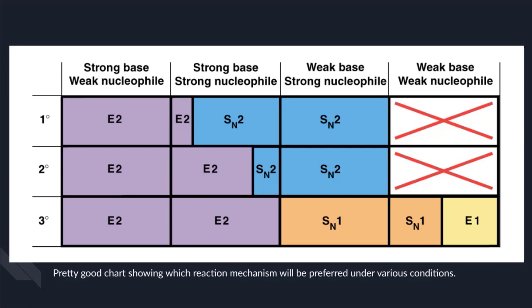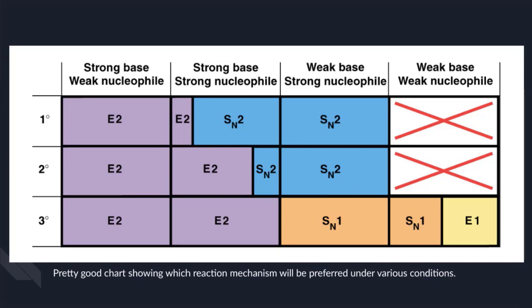So, like I was mentioning, E1 hardly ever happens. It takes up like half of that box. And even in that box, it's competing with SN1 when you have a weak base and weak nucleophile on a tertiary leaving group. So SN2 is going to be most preferred if you have a lowly substituted substrate, and then if you have a strong nucleophile. Where if you have a strong base, but your substrate is more substituted, then it's going to go towards the elimination product through the E2 mechanism.